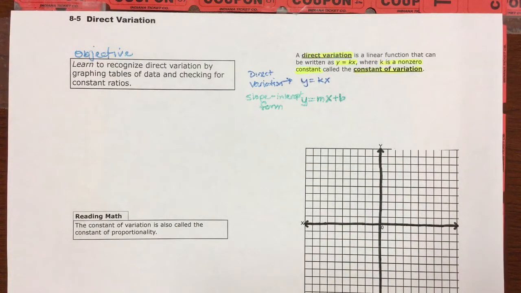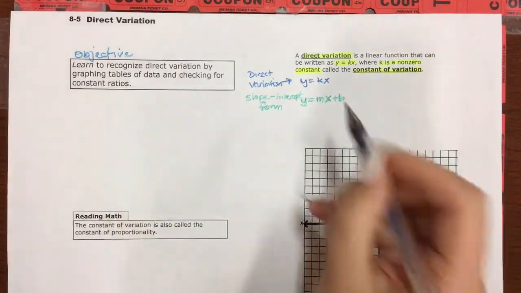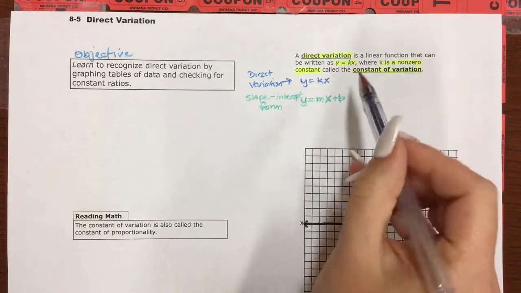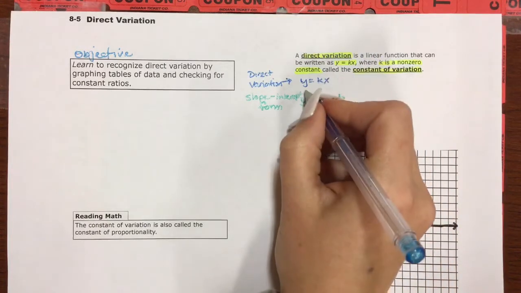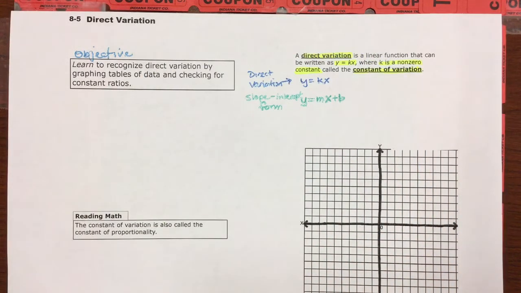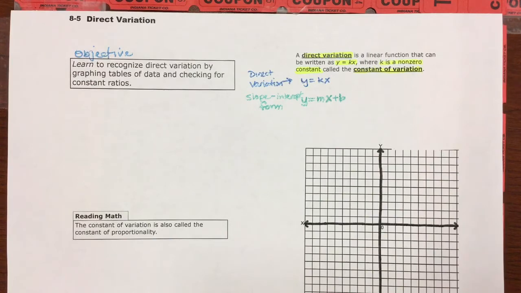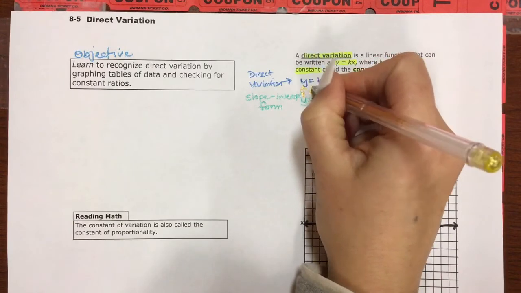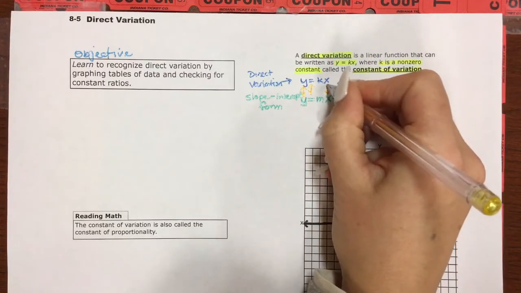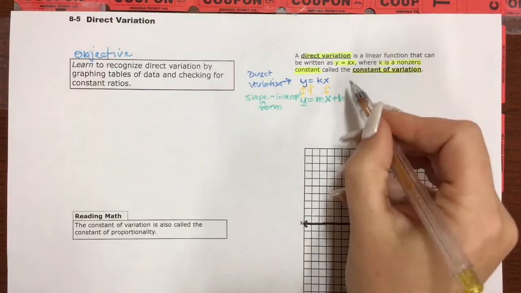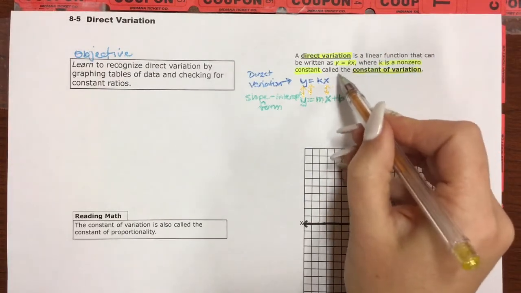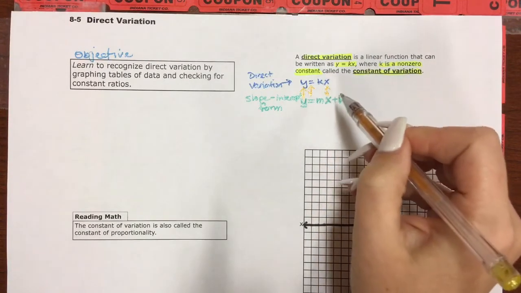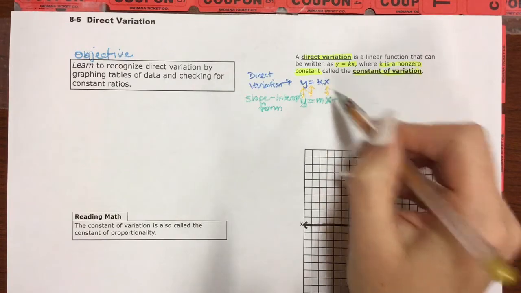Okay, let's think about it. Well, let's look. They both have y equals. They both have an equal sign. They both have an x. But if you notice, for the direct variation, there is no b. And here the slope is now a k. Do you see that? The number right next to the x?